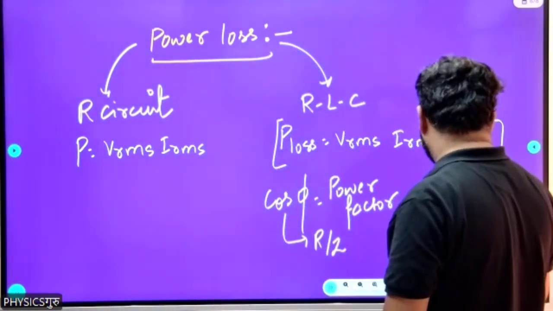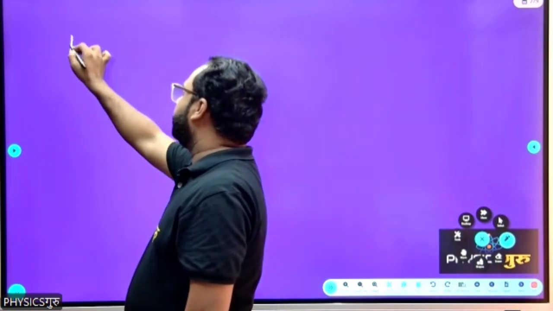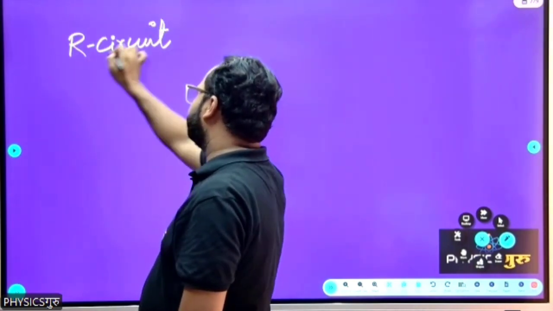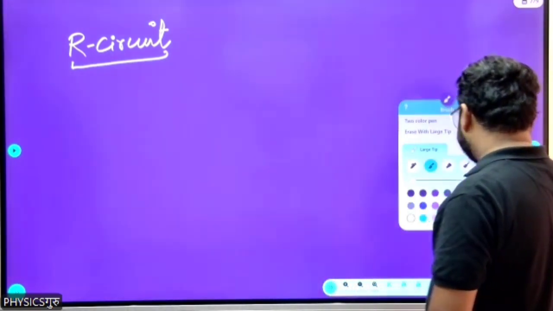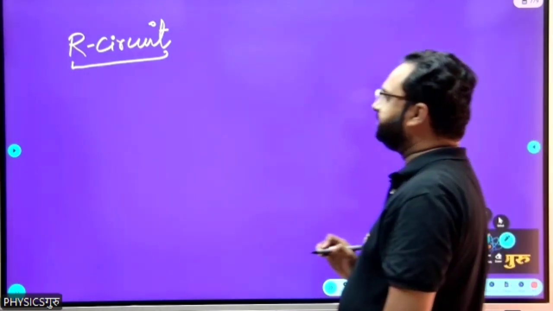चलो अब इसको डिराइव करते हैं, पावर सर्किट का डेरिवेशन, इन केस ऑफ आर सर्किट. बहुत ध्यान से सुनना है, ये सिंपल. Now the steps that we have to follow. कुछ स्टेप्स बता रहा हूं, ये अपने को फॉलो करना है.